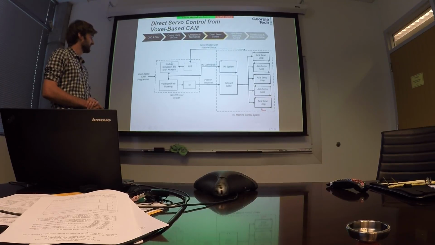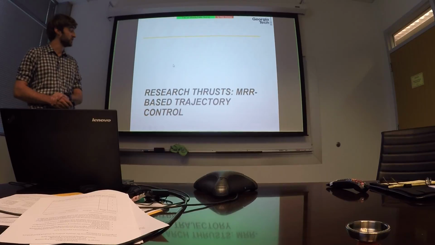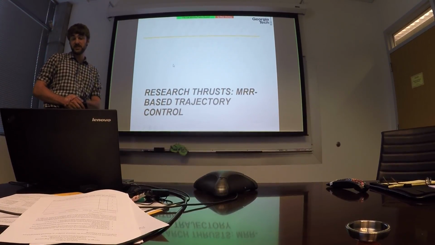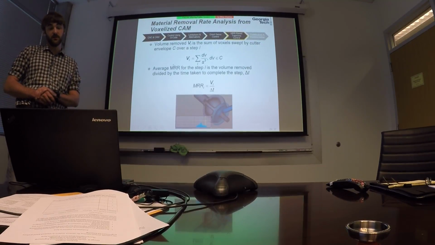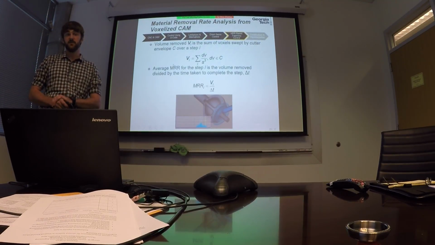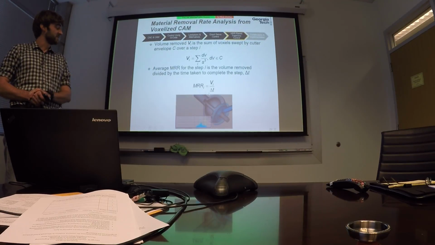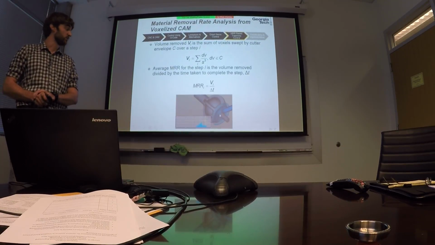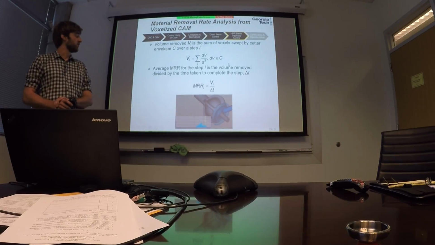and back to our cutting simulation and material removal rate analysis, which brings me to the next point, which is the main application area of this system, which is direct control of the material removal rate from the voxel-based CAM system. So I mentioned that voxel-based CAM allows us to calculate material removal rate for the toolpath easily. And the way we do that is described by this equation here.